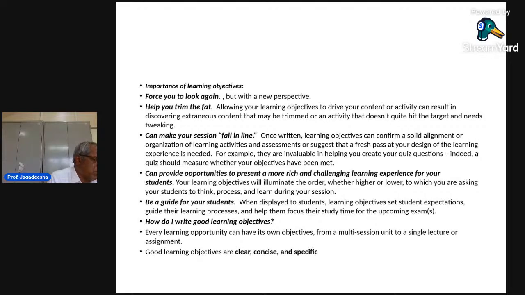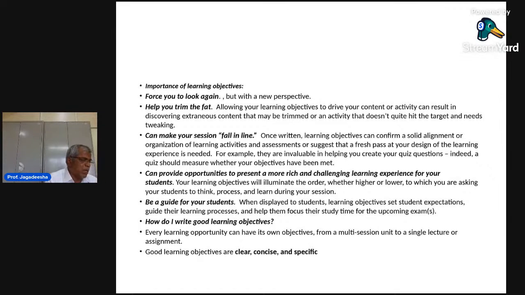And the other important point is, you can provide opportunities to present a more rich and challenging learning experience for your students. That means, when you talk about training, the trainer should come out with more and more case studies, more and more examples. And examples should not be stale, they should be of contemporary nature. What is going to happen tomorrow? The trainer can also be very proactive. He will have a wonderful experience in the field where they are working, so you can bring in very good cases and discuss them. This is another important point. Then the next important point is, the trainer can be a good guide for the students as well.